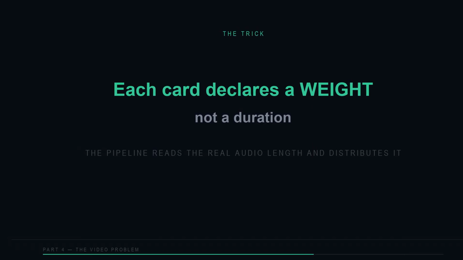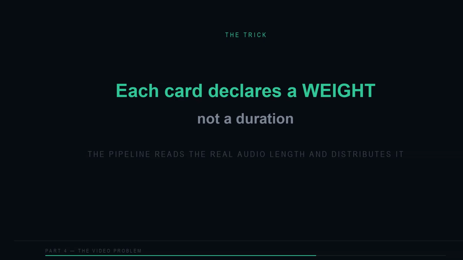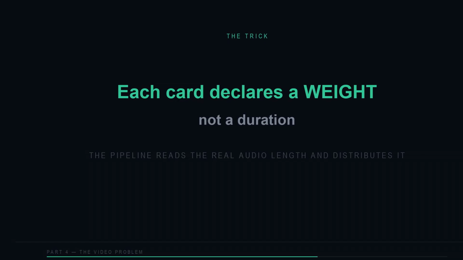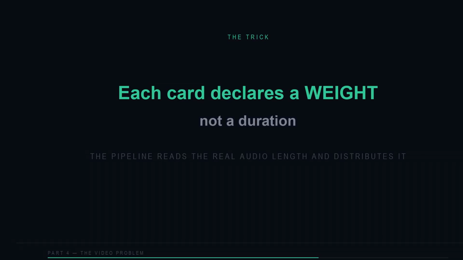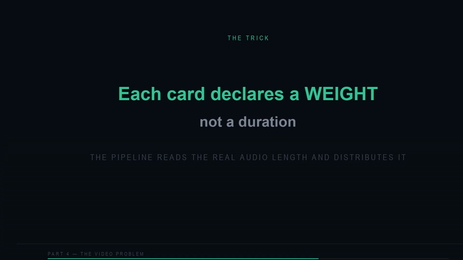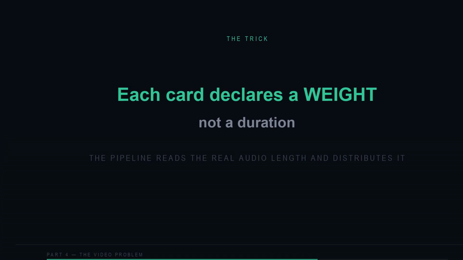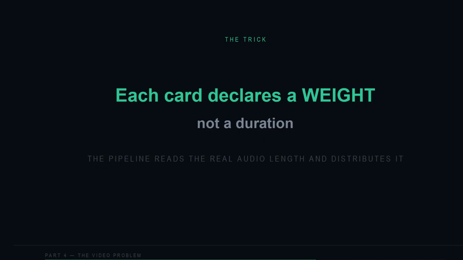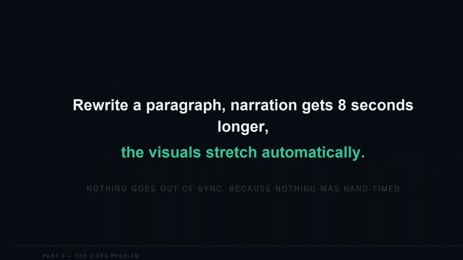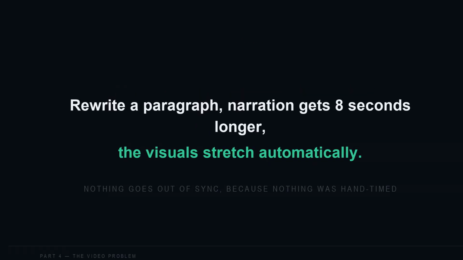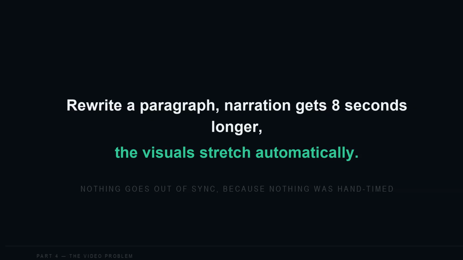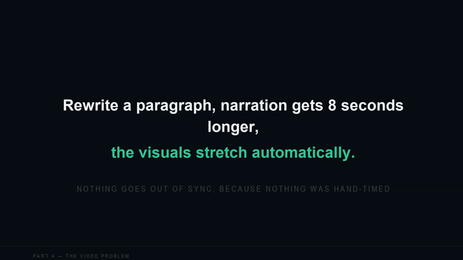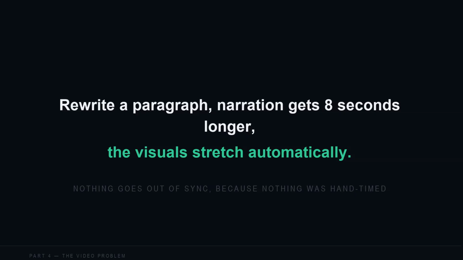That last part is the trick. I never calculate timing by hand. The pipeline reads the real length of each audio section and distributes it across that section's cards proportionally. If I rewrite a paragraph and the narration gets 8 seconds longer, the visuals stretch to match automatically. Nothing goes out of sync, ever, because nothing was ever hand-timed.